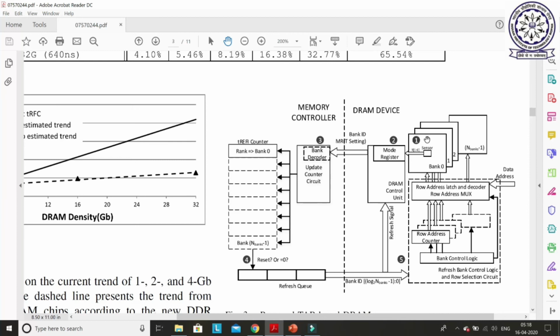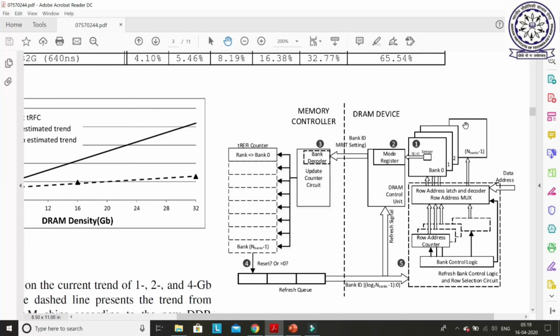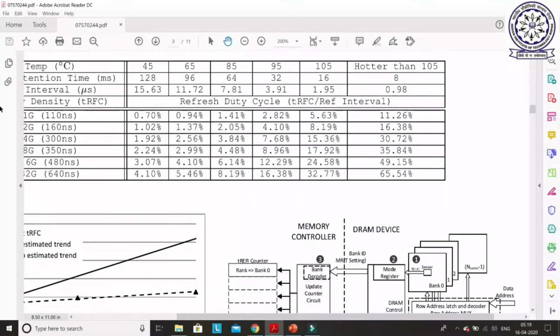If this bank has high temperature, then this bank will be refreshed more quickly. If this bank is operating at a low temperature, then this bank will be refreshed much slower. So, what is the advantage here? If we always go for the peak temperature, then we should block. For example, suppose the peak temperature of this rank is 105, then we will block the entire rank 65% of the time only just for refreshing.